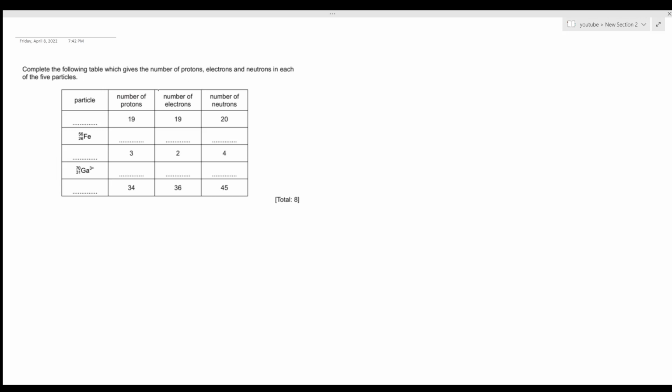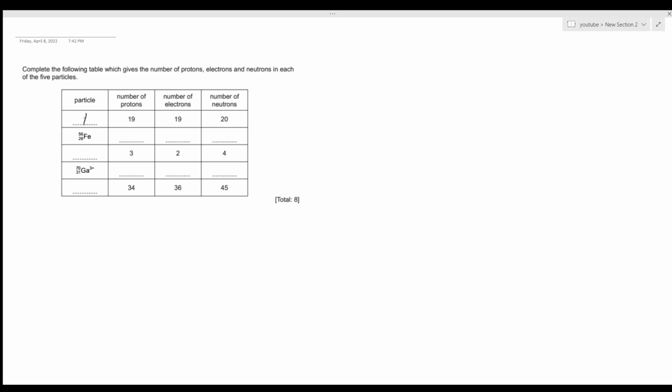Now, number of protons tells us what element it is. So what we have to do is look at our periodic table. Hopefully you've got one there with you. In the periodic table, we look for the element with 19 protons, and we will find out it is potassium. So I'm going to put the symbol for potassium, which is a K. But I'm not quite done.